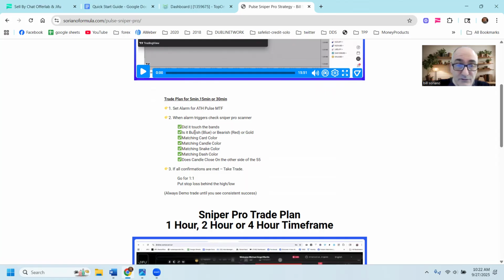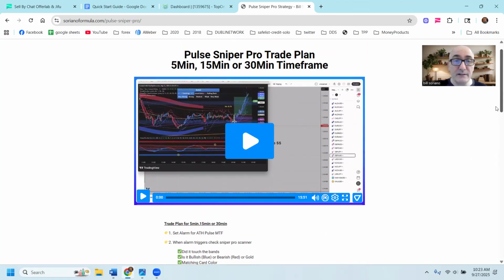So here's all the conditions here, right? And then if all confirmations are met, you take the trade, go for a 1-to-1. That's how we show this strategy, right? Put the stop loss behind the lower to high. And again, always trade on demo until you see consistent results. That's very important, right? You're always going to trade on demo. So this is the strategy for the lower time frame, right?